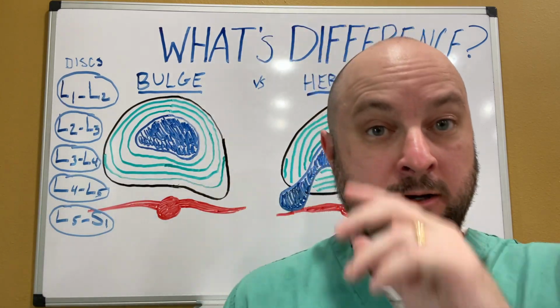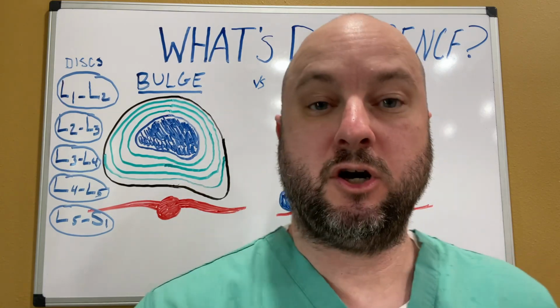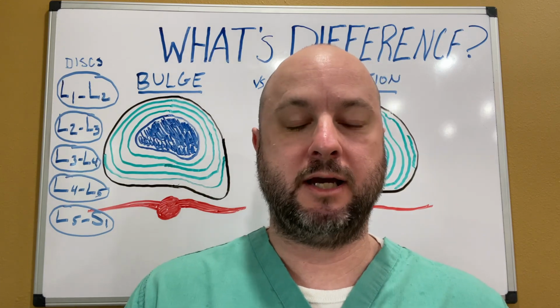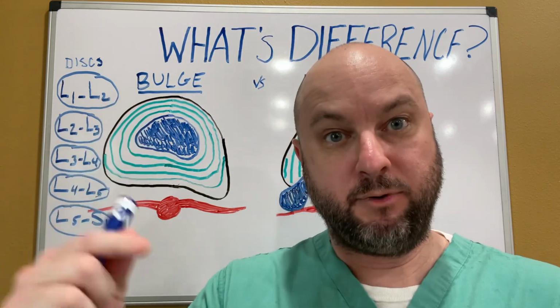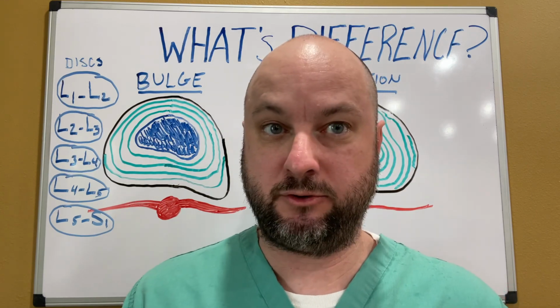So when you hear a provider tell you you have a disc bulge at L4-5, that's what they're talking about. The 4th disc in the lumbar spine, you have a disc bulge, okay? Now that we've got the numbering system down, what's a bulge? What's a herniation and what's a protrusion?